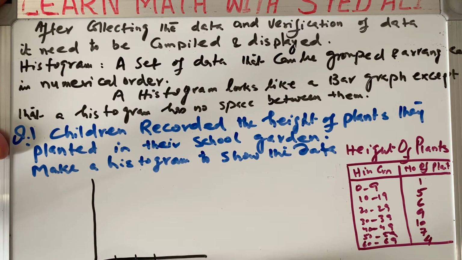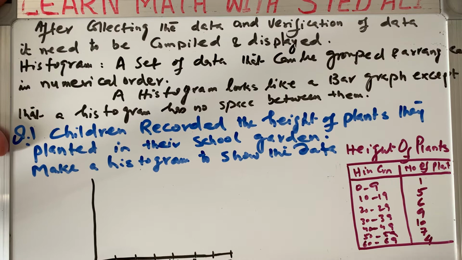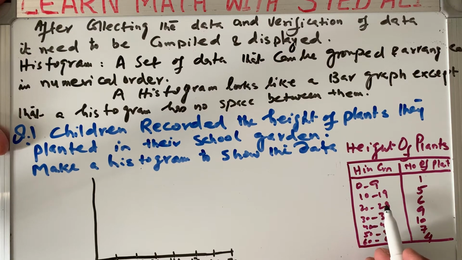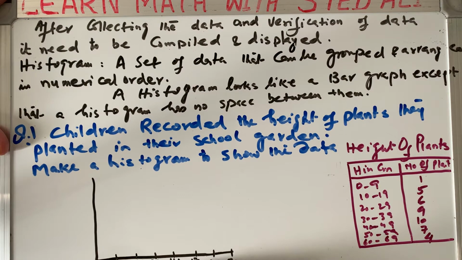10, 20, 30, 40, 50, 60 and 70, right? Because it goes to 60 to 69. So this height in centimeter is on the x-axis. And then what you have to draw on the y-axis is the number of the plants.